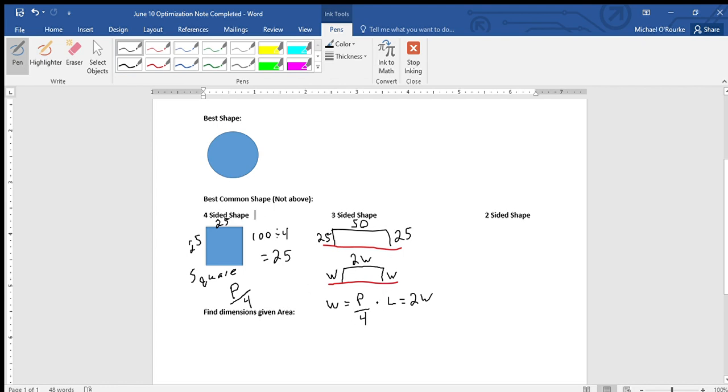So if I gave you, let's just write up here, let's say 500, right? And I wanted to make a 3-sided shape. I go, okay, 500 divided by 4 equals 250. So that's going to give us our 250 here, 250 here. And then to get our long side, we go 250 times 2, which equals 500.